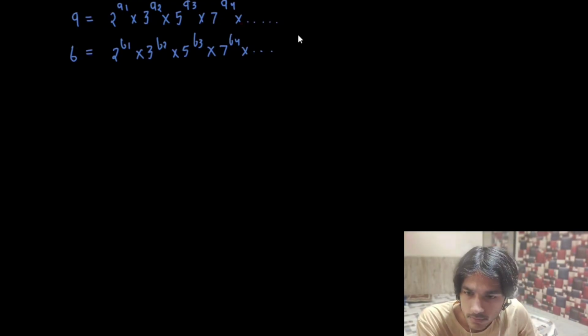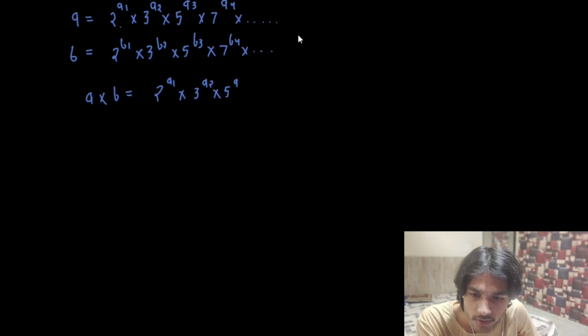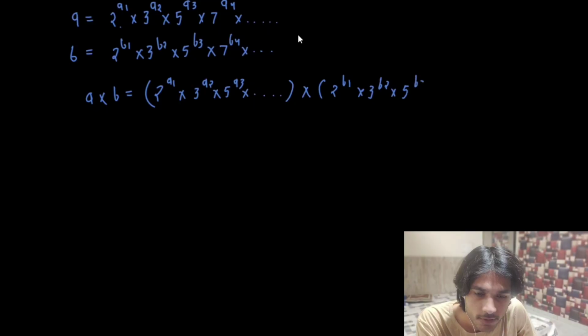Now, if I multiply A and B, what I'm simply doing is, if I'm multiplying the left hand side, then I'm also multiplying the right hand side. So the right hand side would be what? 2 to the power A1 multiplied by 3 to the power A2 multiplied by 5 to the power A3, and in the same way whatever this is, we're going to multiply it with 2 to the power B1, 3 to the power B2, 5 to the power B3, and then it will go on, right?